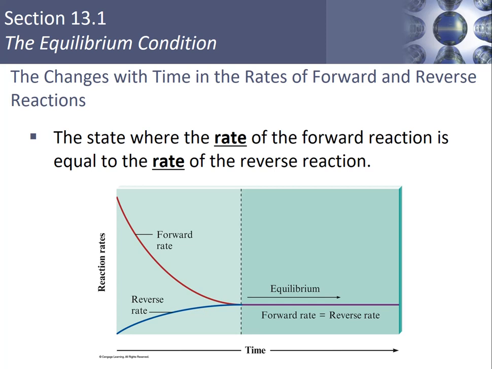But here, we just finished a unit talking about rates of reactions, and so it's really important to understand that equilibrium discusses when the rate of the forward reaction is equal to the rate of the reverse reaction, not to be confused with the amount moving forwards and backwards. We're talking about the rate of the forward and the reverse reactions being equal.